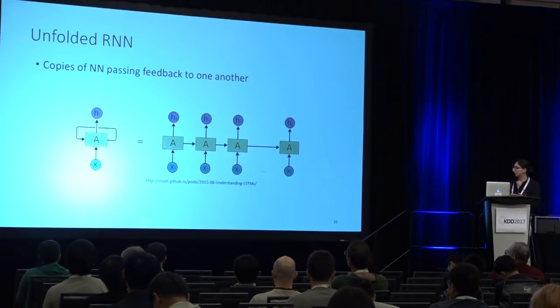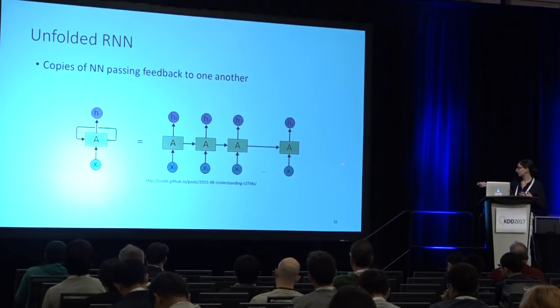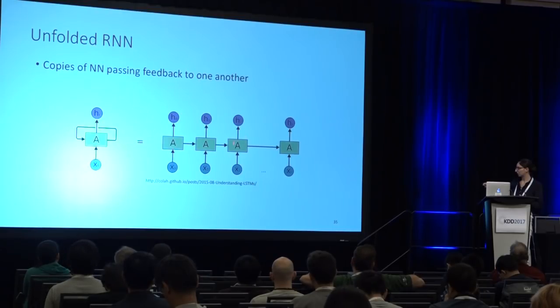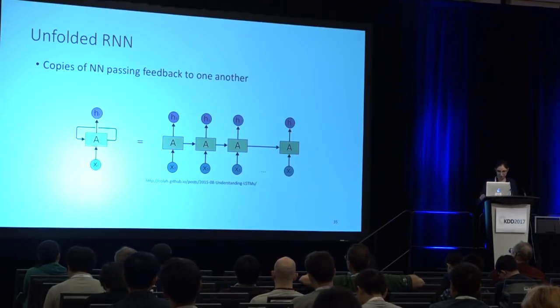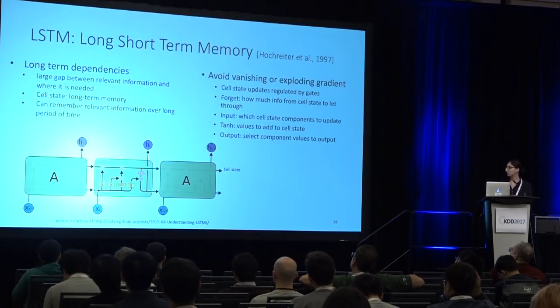One thing that we can do is to unfold that compact representation here, where you have the sequence, the time indexes, and you see that an RNN is simply a chain structure that repeats that module over and over again across time, and each layer passes feedback to one another. That's the recurrent part of the network. So I will mention one particular type of RNN, which is the long short-term memory, which is one of the most successful ones and that's used in many applications nowadays.